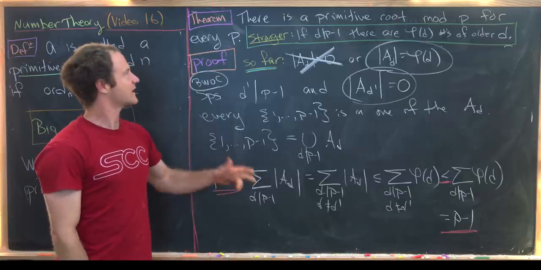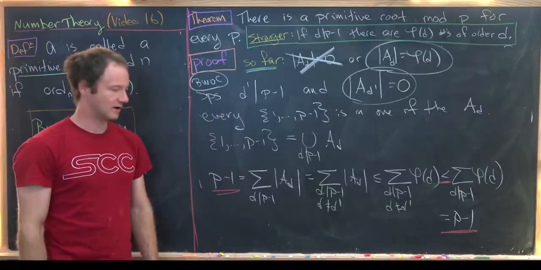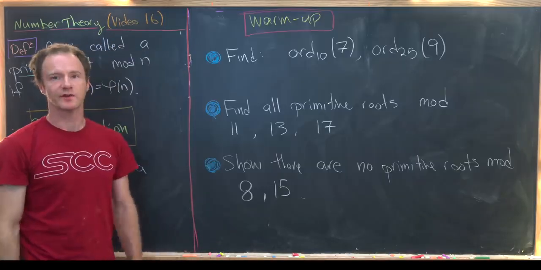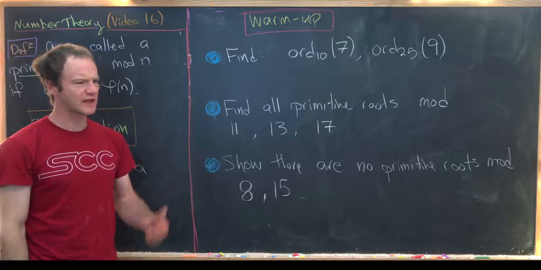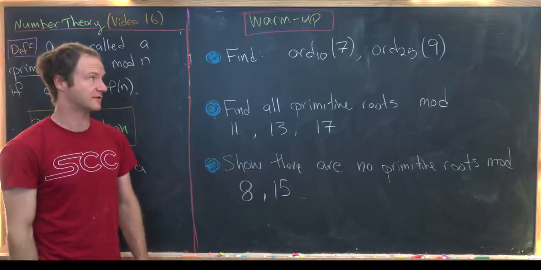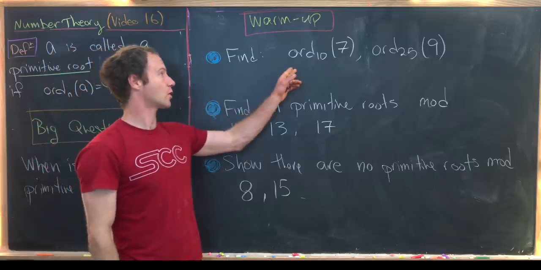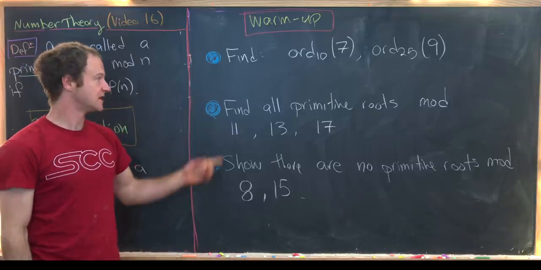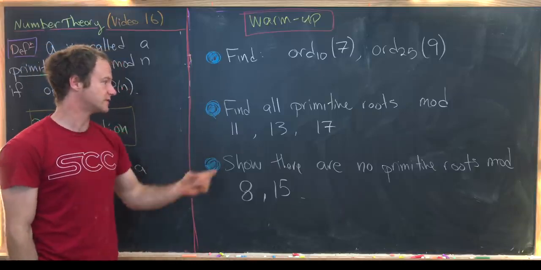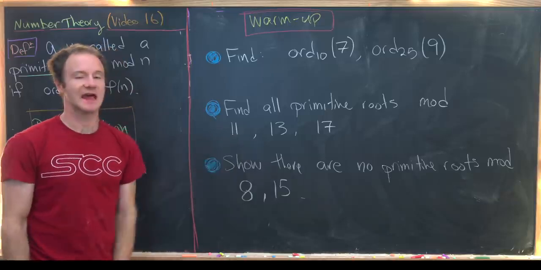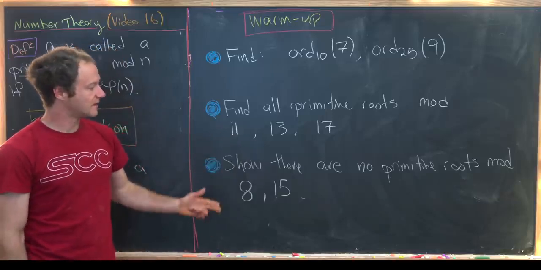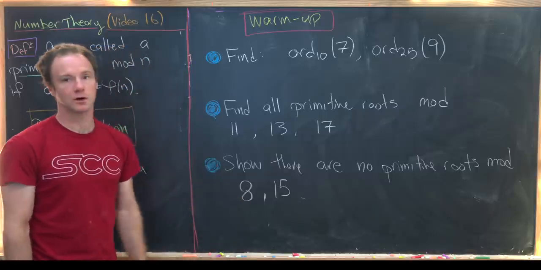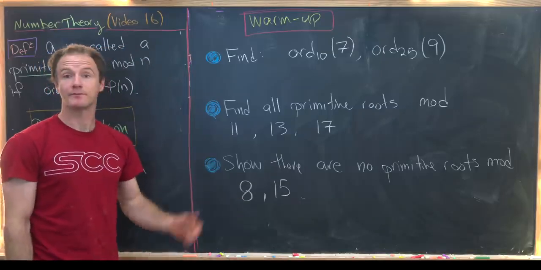Okay, so now that we've gotten this main result taken care of, let's look at some warm-up problems you guys can do based off of this. Okay, so let's look at the following warm-up exercises, which will get you ready to do some harder problems involving this stuff. So let's find the order mod 10 of 7 and the order mod 25 of 9. Then next, find all primitive roots mod 11, 13, and 17. Then finally, show that there are no primitive roots mod 8 or mod 15. Okay, that's a good place to stop.